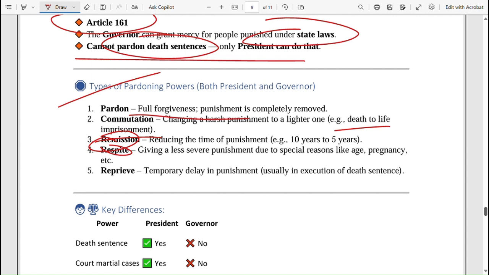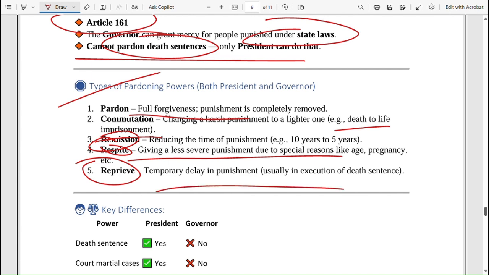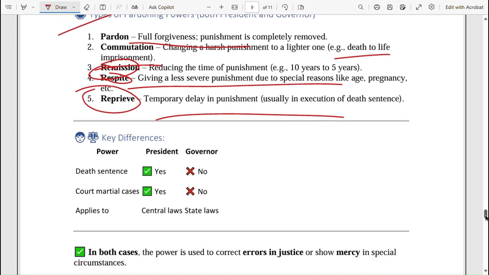Now what is respite? Respite is nothing but giving a less severe punishment, especially in cases related to health issues, or pregnancy. During that time, the president can use respite and give a less severe punishment. The last one is reprieve. What is this? This is a temporary delay in punishment. If he is already declared to be given the death sentence, but that will be postponed. It will temporarily delay if there is any complication. In order to delay that, the president can use reprieve.